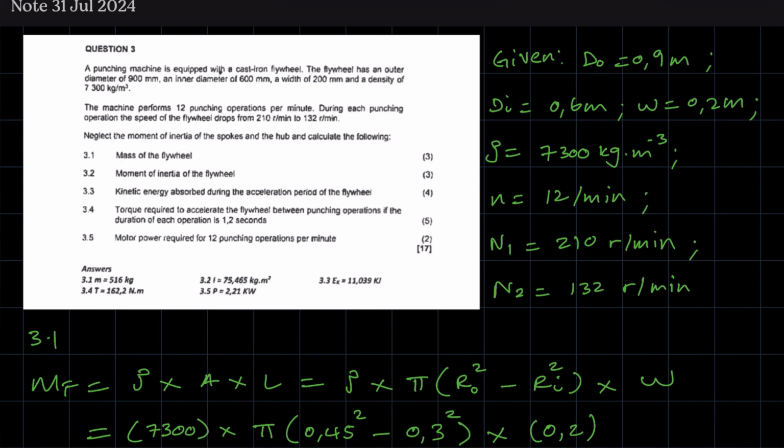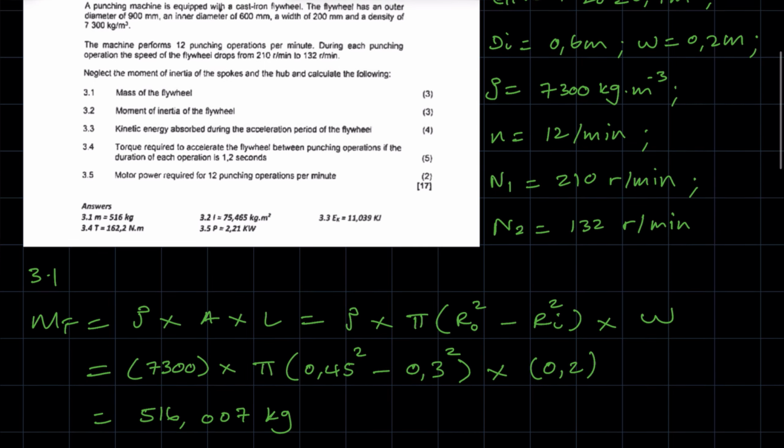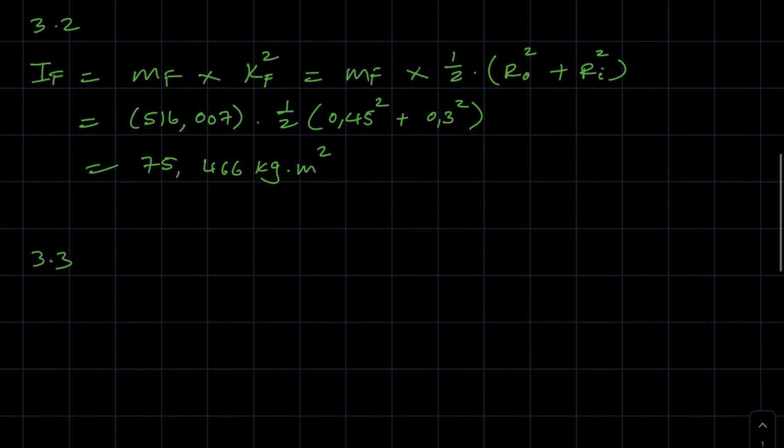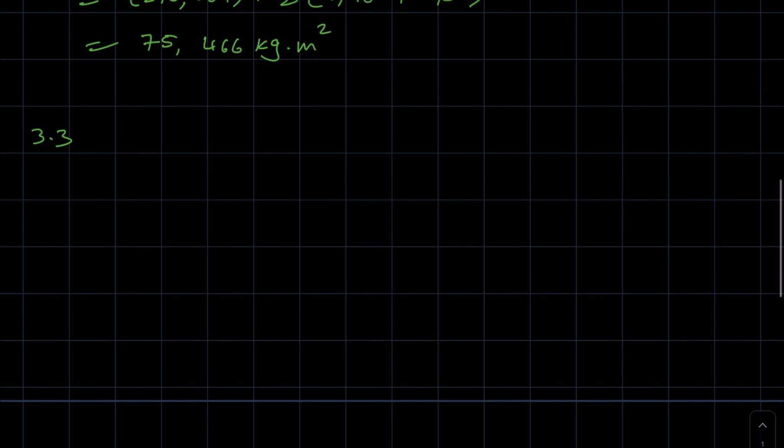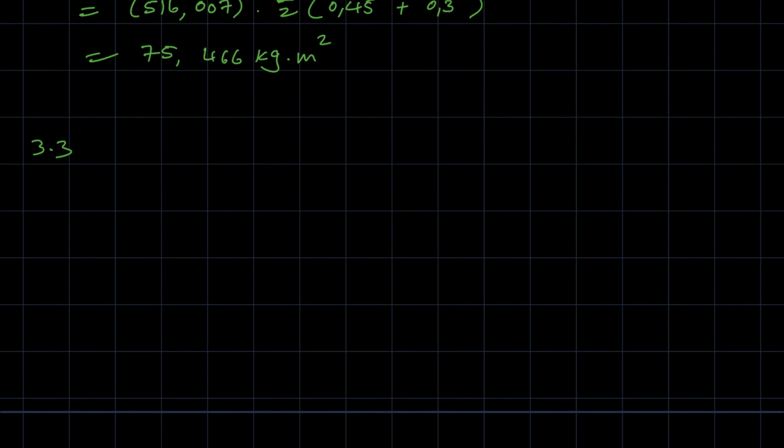3.3 calculates the kinetic energy absorbed during the acceleration period of the flywheel. Essentially, the kinetic energy absorbed refers to the energy being supplied by the flywheel. Remember that the flywheel is a device that stores energy, and the way it does that is through kinetic energy. So hence we simply are going to use the energy being supplied by the flywheel.